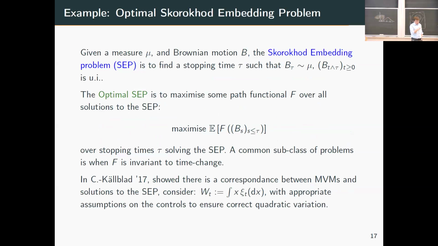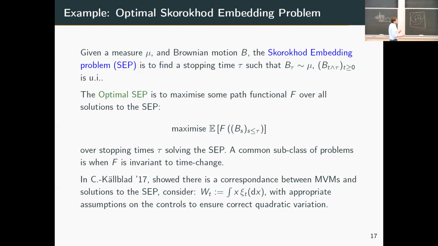One of the reasons why I'm looking at this is because I have an old paper with Sigrid Kalblad, where we looked at the Skorohod embedding problem. I have a Brownian motion B, I give you a distribution mu, and I want to find a stopping time that embeds that distribution, so that when I stop my Brownian motion, I get mu.